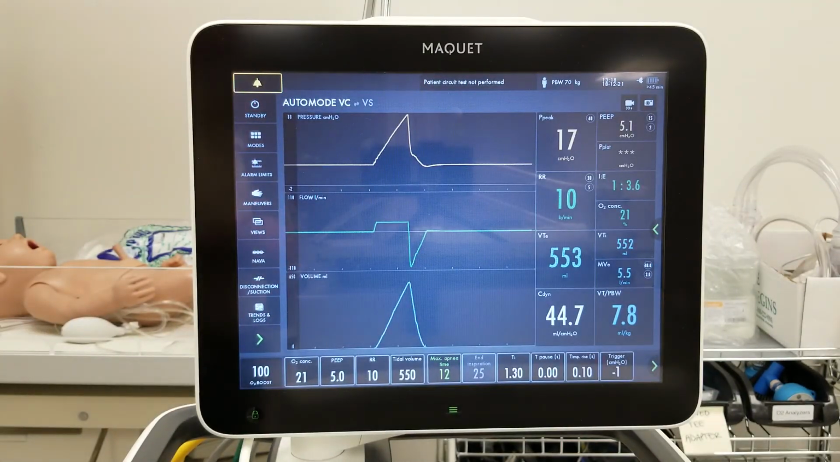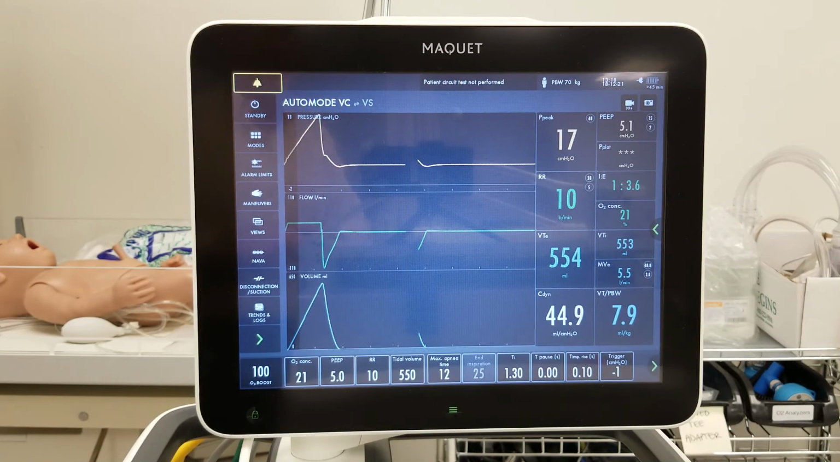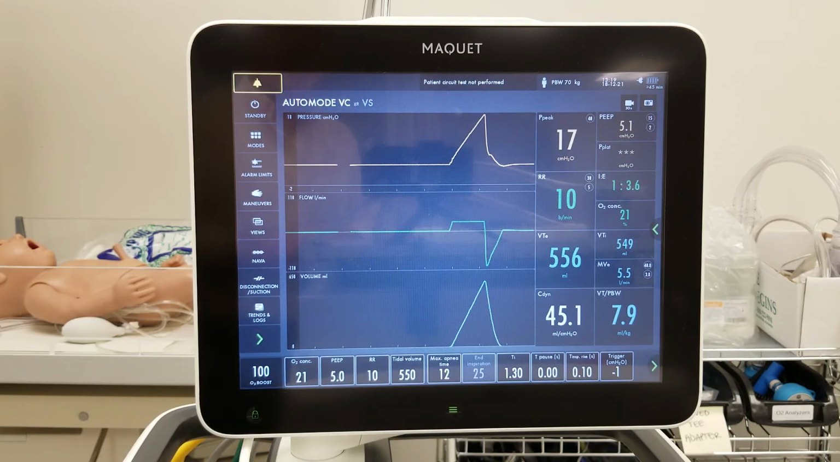but whatever that timeout period is, when they hit it, they go back to assist control. First effort, they're in spontaneous mode. Really sick patients that are hard to manage, this sometimes works amazingly to help them stabilize.